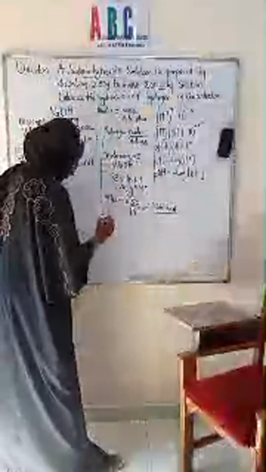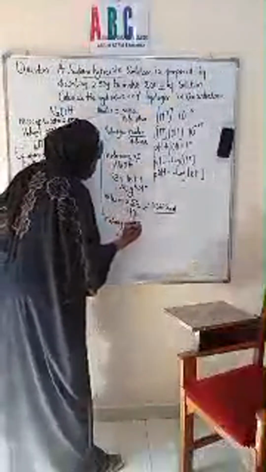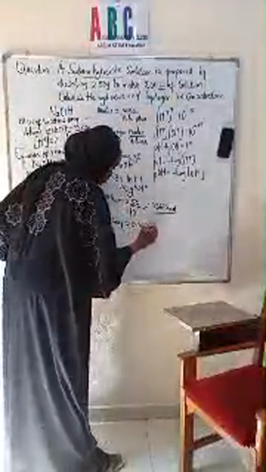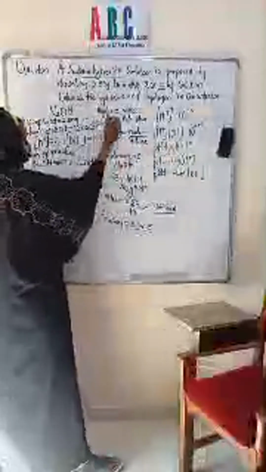So what we need to get next is the molarity. And we know that the molarity is the number of moles over the volume, right? So the molarity is going to be 0.0625 divided by the volume. And the volume is given as 2.00 liters. So it's going to be 2.00.